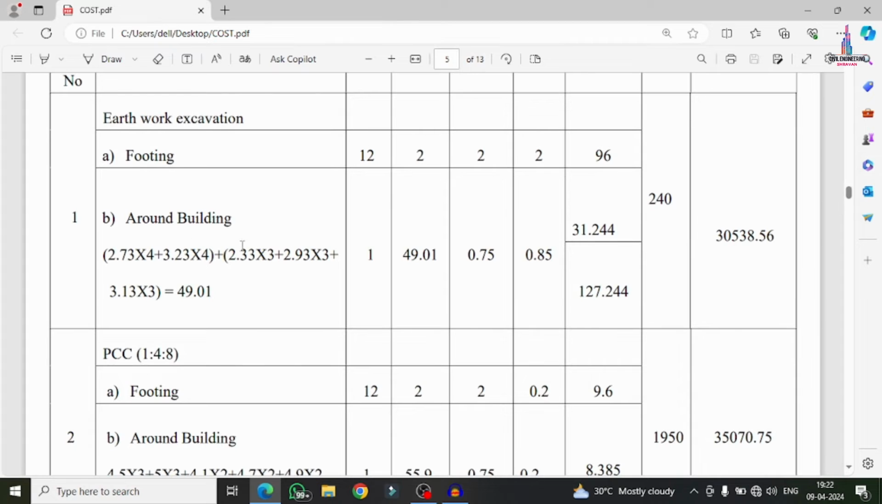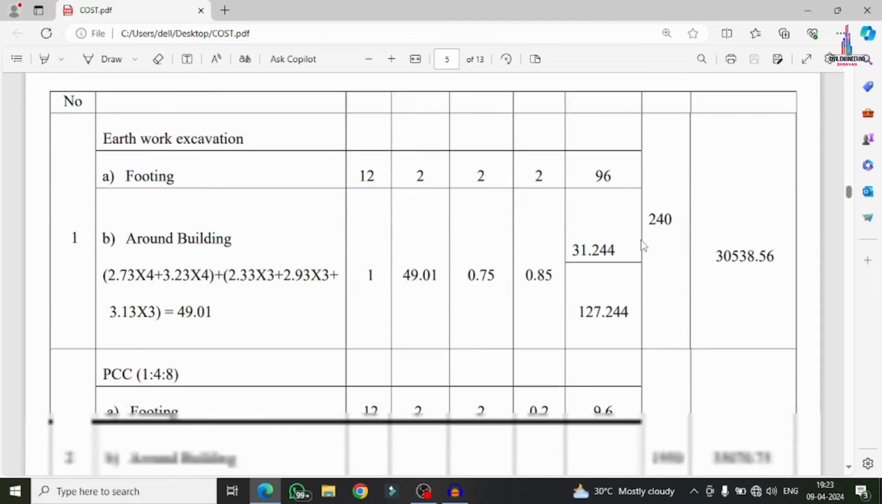So that's why we have to consider 2.33 into 3 as the first beam's around-building distance, and the second beam is 2.93 and 3.13 into 3. This comes to a total around-building excavation distance of 49.01 meters. So here we consider the around-building distance as 1 number quantity. The total distance is 49.01, the depth is 0.75, and the width is 0.85. So the total quantity is approximately 31.244 cubic meters. If I sum these two values, I get 127.244 cubic meters.